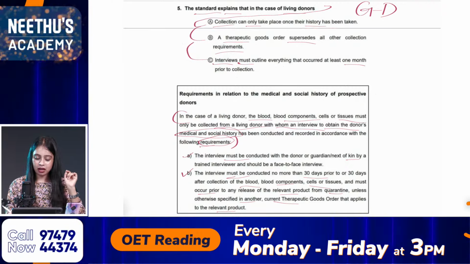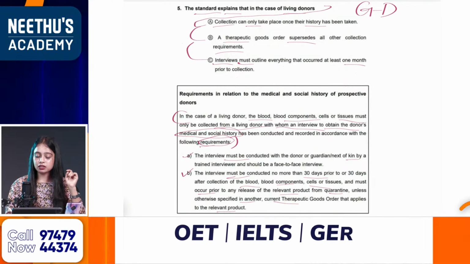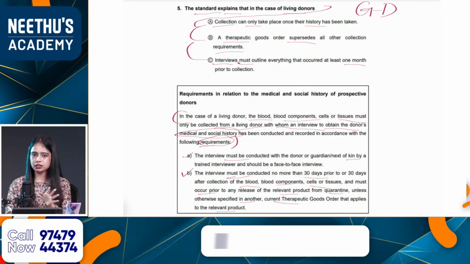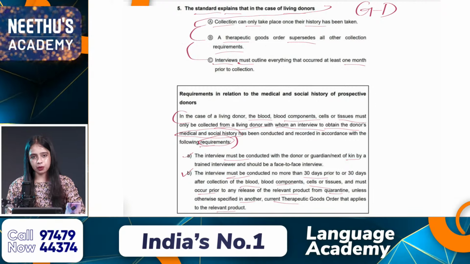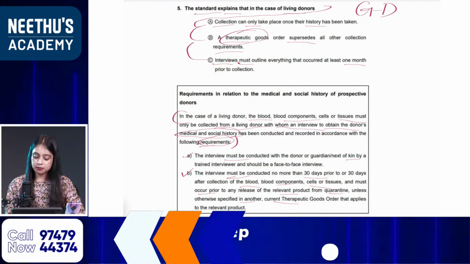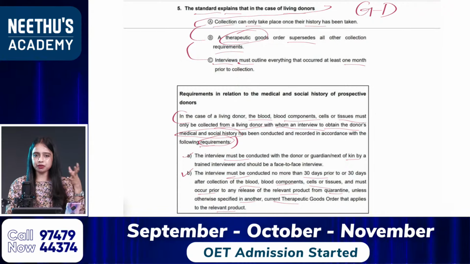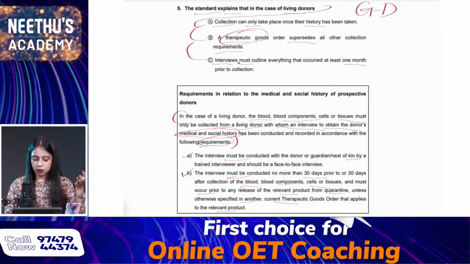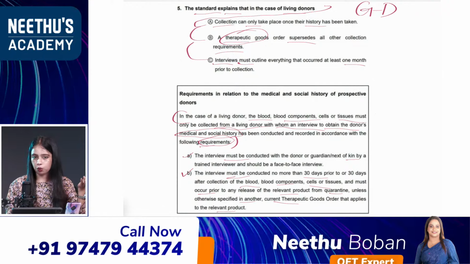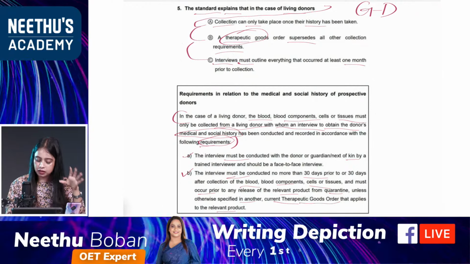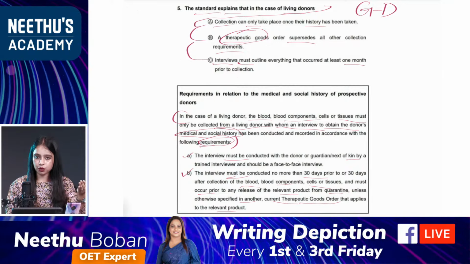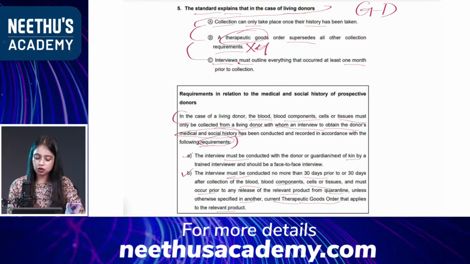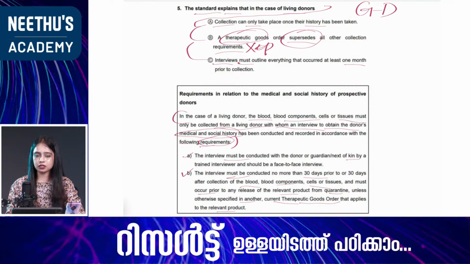Okay. Then what about the second option? A therapeutic goods order supersedes all other collection requirements. It is mentioned somewhere in the paragraph, I noticed that: therapeutic goods order. Supersedes means which will be the primary, the initial one. Is that all about therapeutic goods order? No, it's not. The first requirement is that you should conduct an interview with this donor. So you can eliminate option B. It is a contradictory or opposite option. It is not superseding. It is the last one.